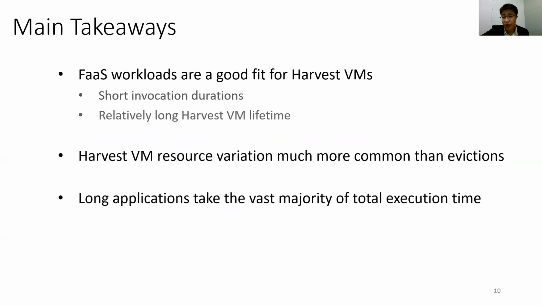To summarize, the main takeaways from the characterization study are threefold. First, intuitively, serverless workloads are a good fit for harvest VMs because most invocations are short, and also because VM evictions are relatively infrequent. Second, harvest VM resource variations are much more common than evictions, requiring proper load balancing to fully leverage the resources. Third, long applications take over almost all the execution time or the computation power.